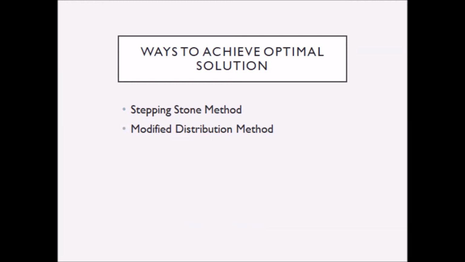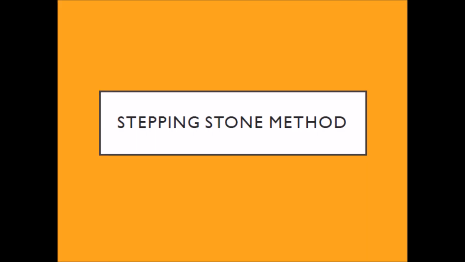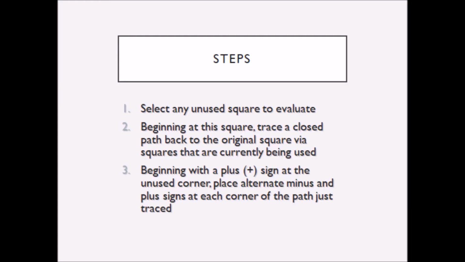Now, let us proceed to the last step to get our optimal solution. There are 2 ways to achieve an optimal solution. The first one is the stepping stone method, while the other one is the modified distribution method, also known as MODI. So, let's start with the stepping stone method. Here are the steps to compute the optimized solution using the stepping stone method.